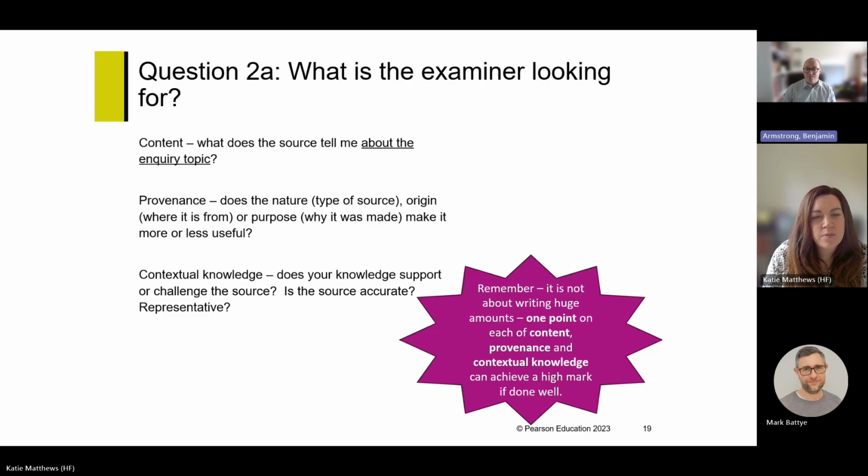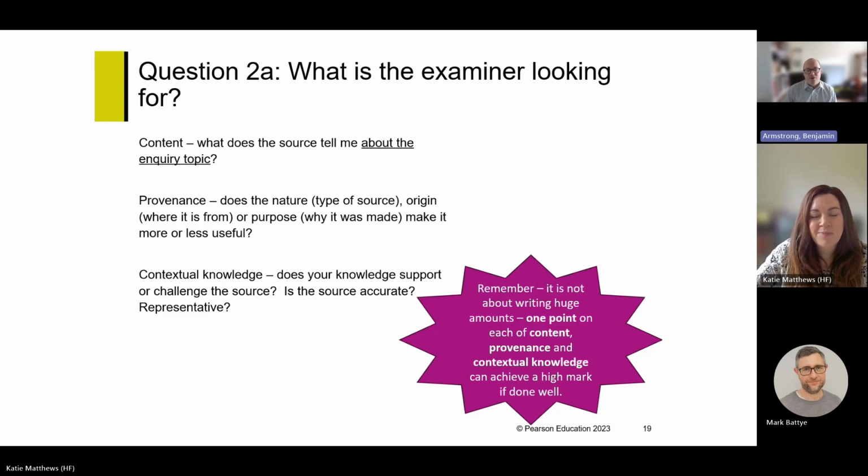When was it made? Or its purpose. Why was that source made? What did the person who created the source want to achieve when they made it? Were they trying to persuade someone? Were they trying to inform someone? Was it for entertainment? And by choosing a detail from the provenance, you need to decide, does that make the information more or less useful? Remember, just saying that a source is not reliable doesn't always make it less useful.